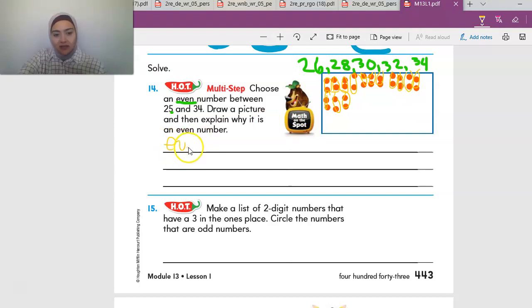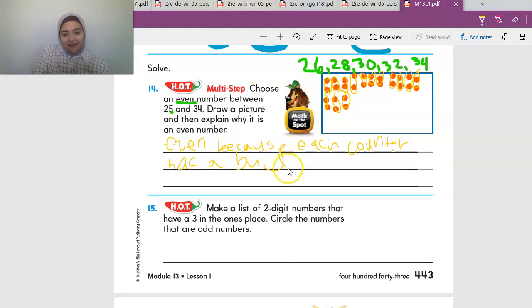So my number is even. And then you're going to write even because each counter, or each circle, has a buddy, or is in a pair. Each counter has a buddy is what I'm just going to write. Or you can say each counter is in a pair. So the number is even. Okay?